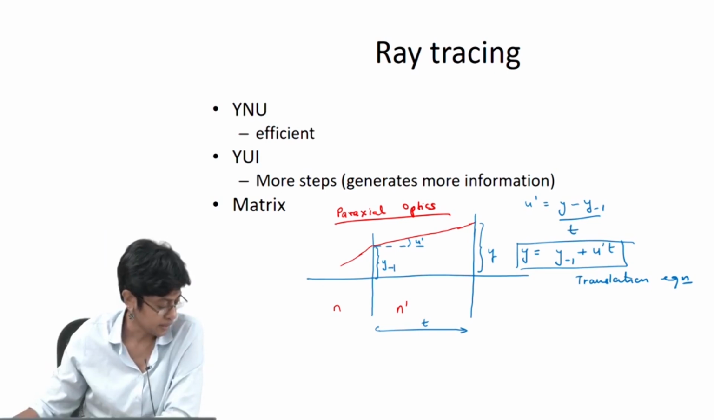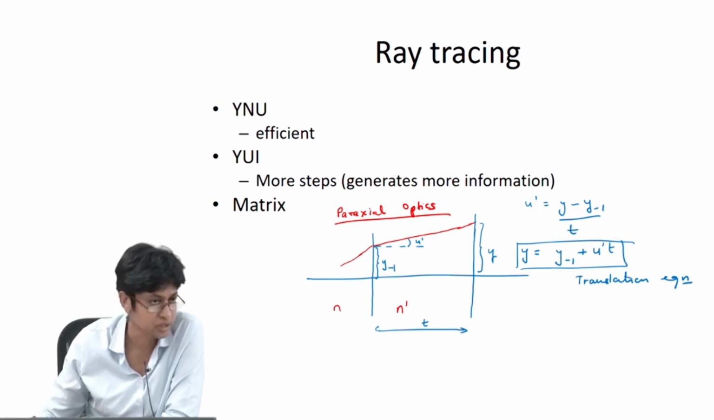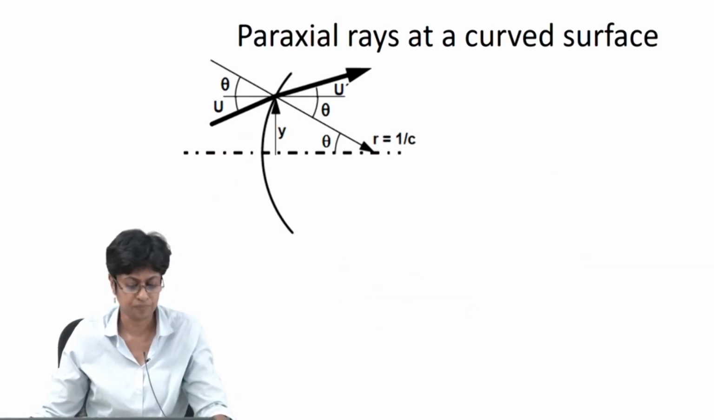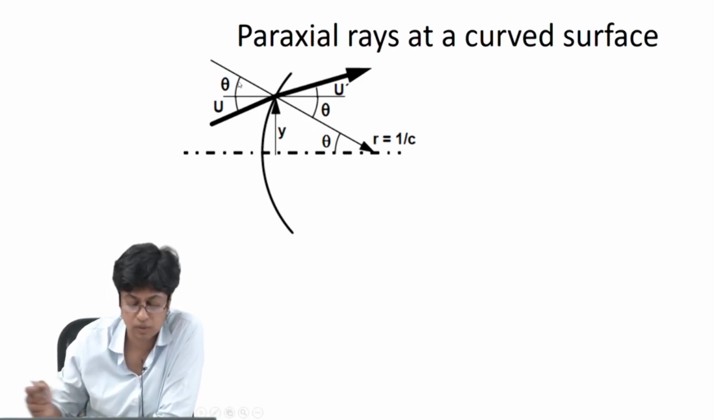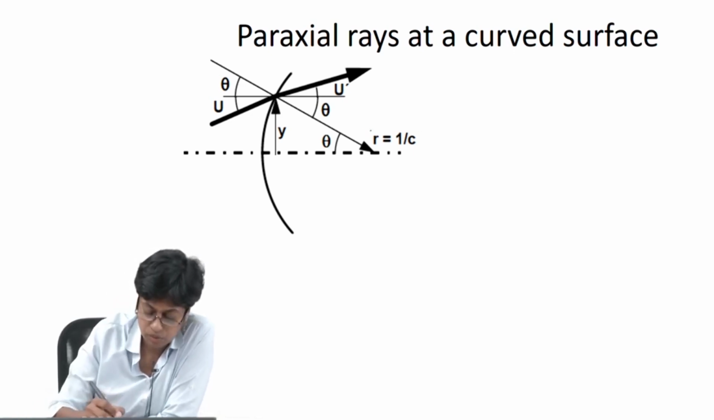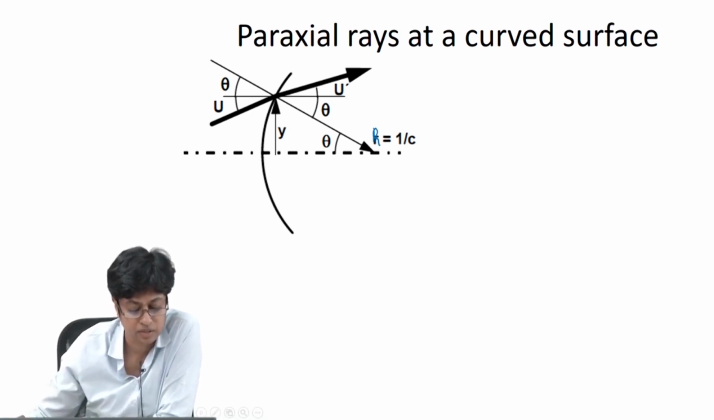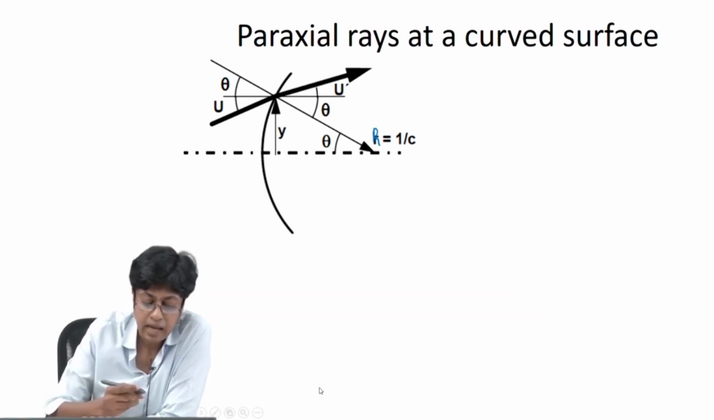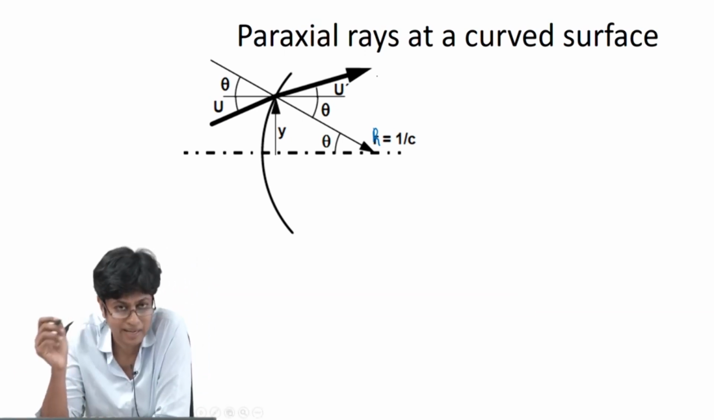Now, what if I want to take the curved surface into account? What do I do then? Okay. So let's say I now look at my interface and say I want to take this curvature into account. So I'm going to look at this. Let's call this capital R. So this is a spherical surface of radius of curvature capital R, right? I can consider, so the thick black line is the ray.